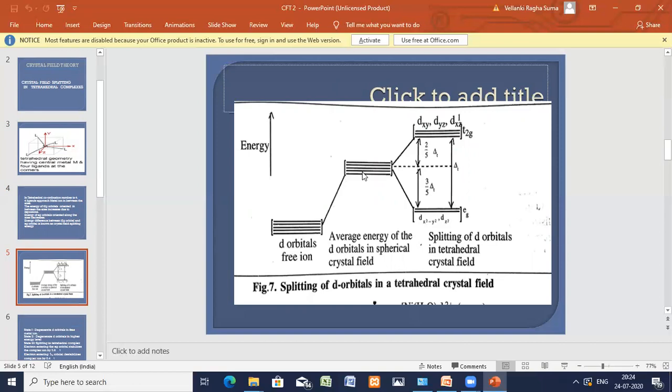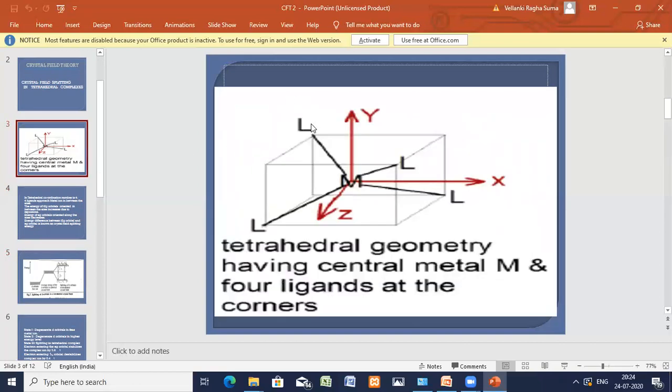And as the ligands have approached nearer to the metal atom, the energy of the d orbitals is increased. As these have approached very close, the d orbitals experience difference in energy and repulsions. Since the ligands are in between the coordinate axis, the in-between d orbitals, that is T2g set of orbitals, dxy, dyz, dzx, experience more repulsion, gain more energy, and they undergo splitting.